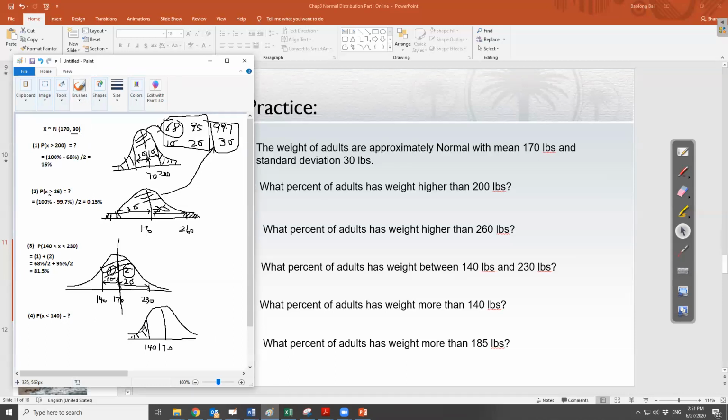Then to find this area, we need to check which rule to use, right? So we're going to determine the distance from the center to the boundary. From 140 to 170, the distance is 30, and 30 is exactly 1 standard deviation away. Right? So it's 1 standard deviation away, we're going to use the 68 rule, right? To make the full 68 rule, we need to extend 1 standard deviation to the right. So the middle is 68%.